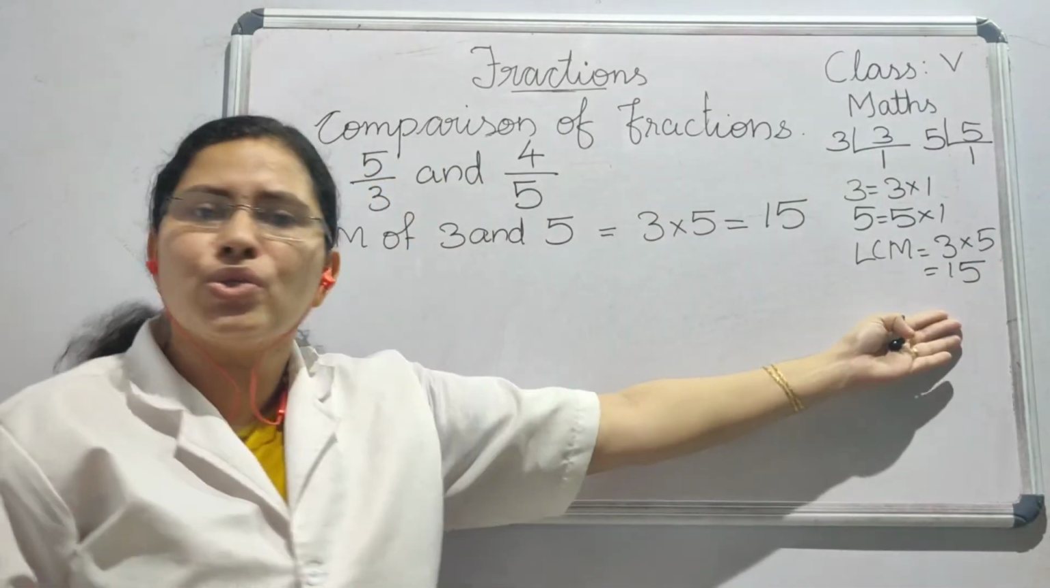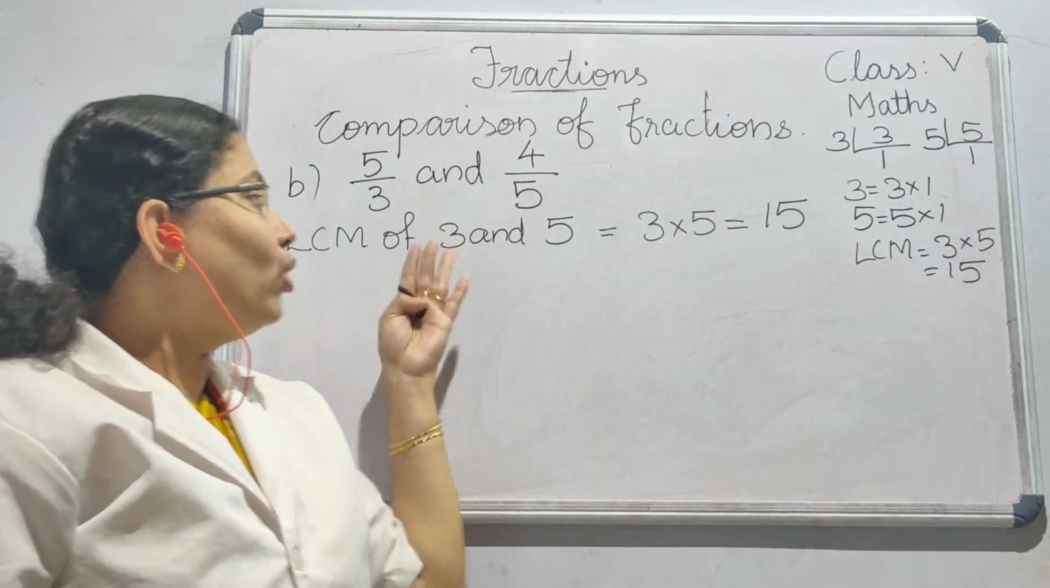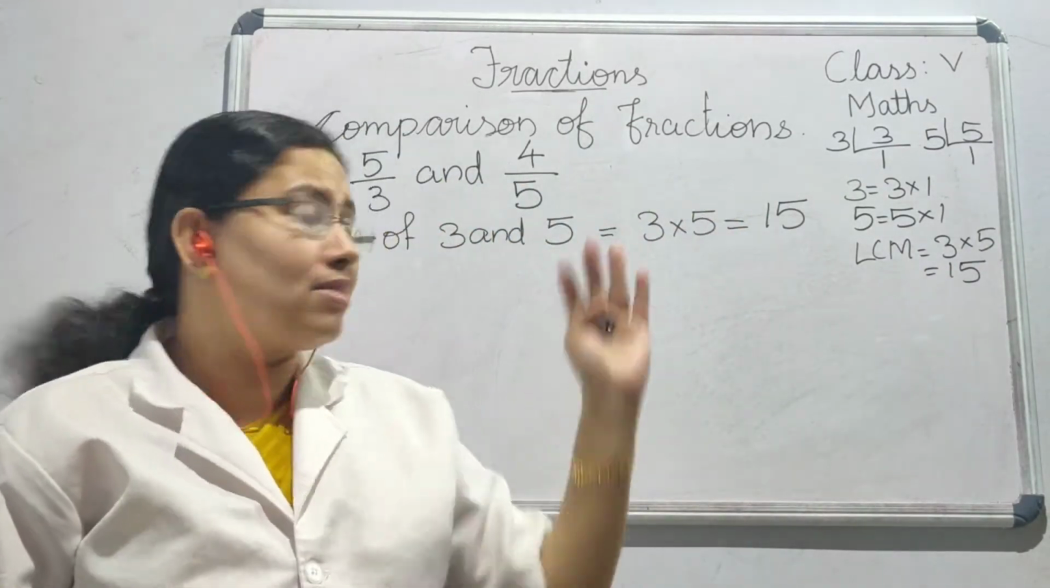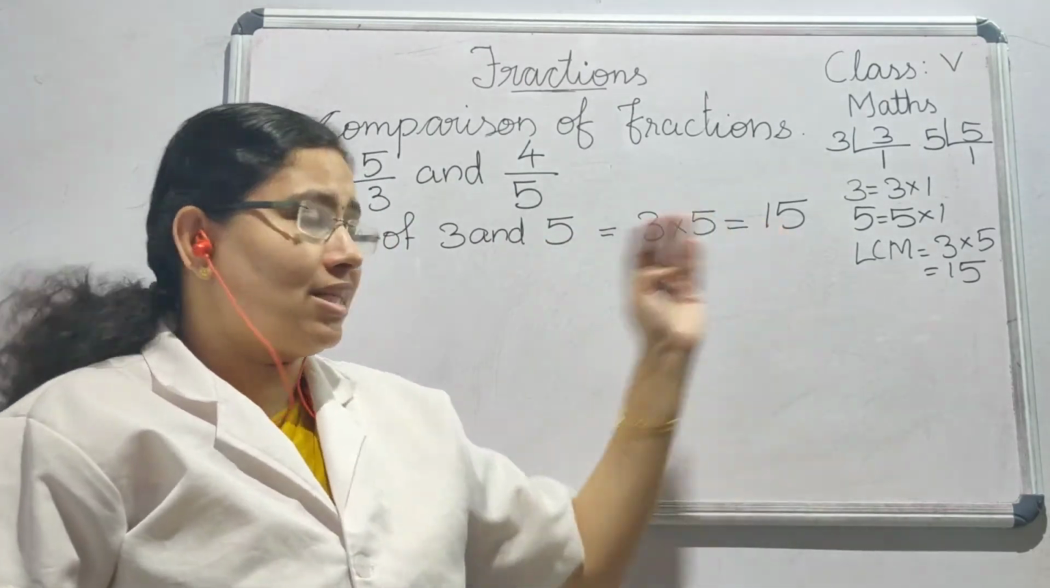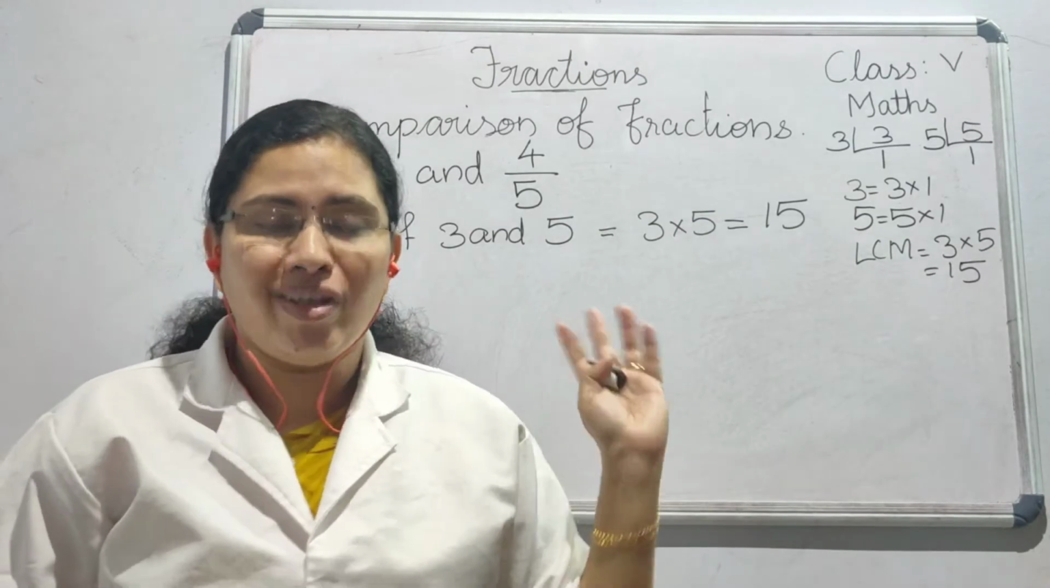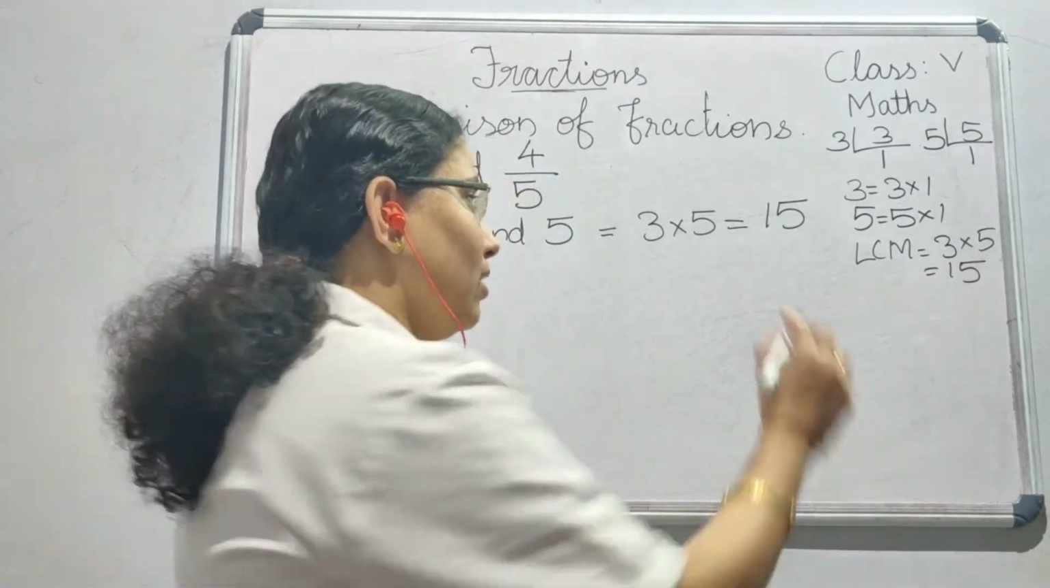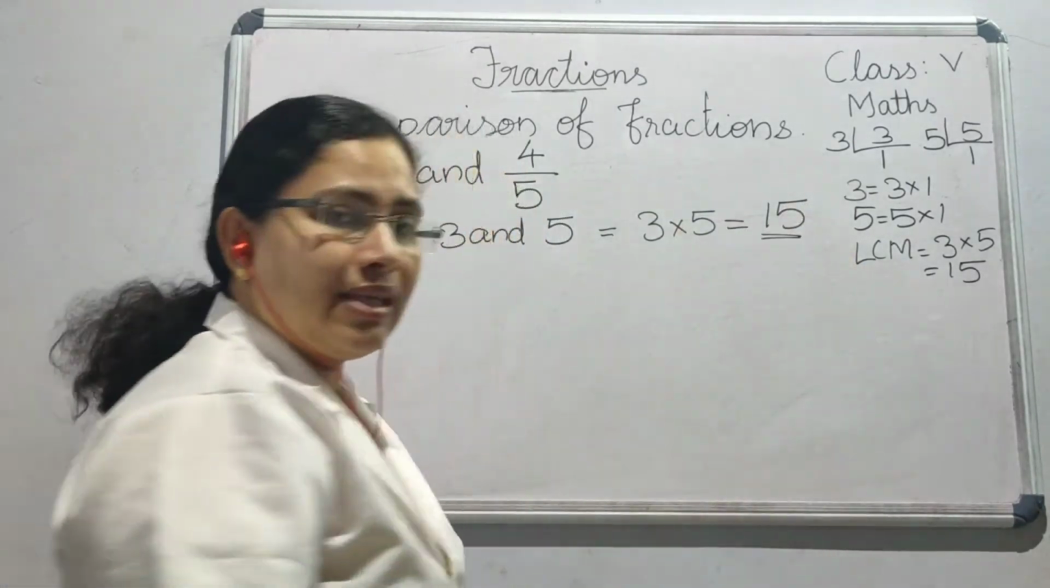So no need to do like this. If both the numbers are prime numbers, just multiply it. Then you will be getting the LCM here as 3 into 5, that is equal to 15. Okay, 15 is the LCM.